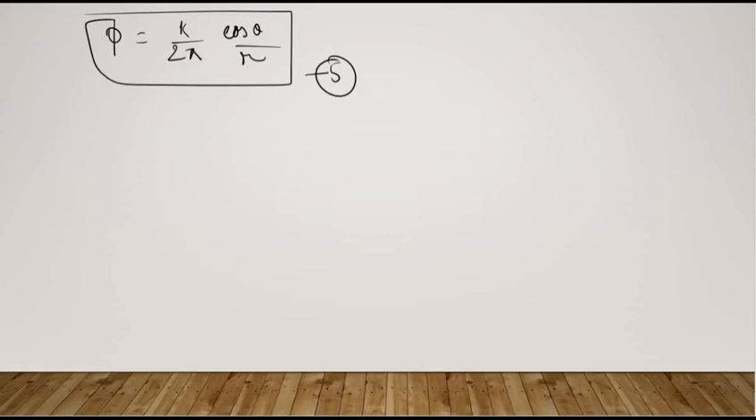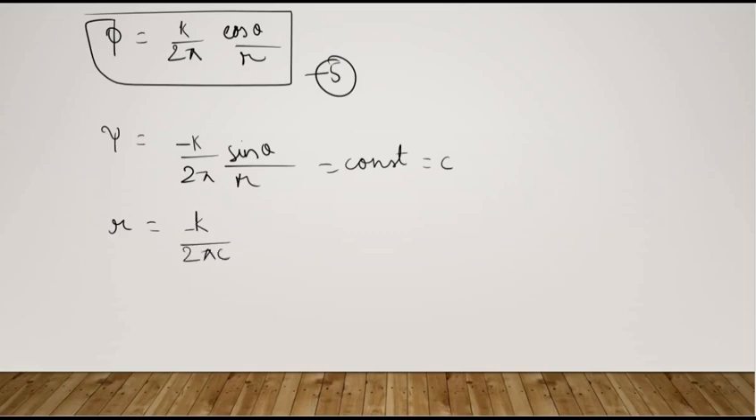Now if I want to write the equation of a streamline for the doublet flow, what would be the simple procedure? To set the stream function equal to a constant, that is, kappa by 2 pi into sine theta by R is equal to a constant, which would be C. Or I can also write this equation as R is equal to minus of kappa by 2 pi C into sine theta. This is another form we can write. Let us say this is our equation 6.